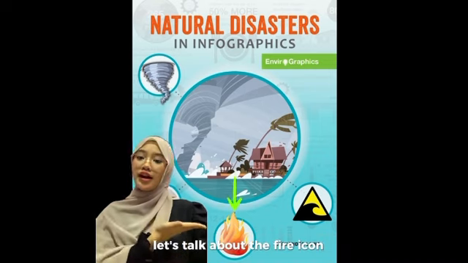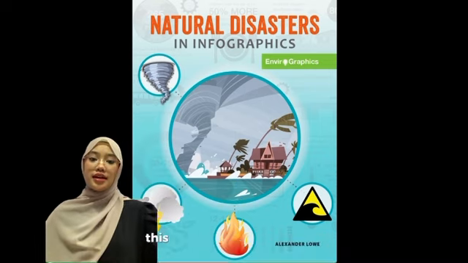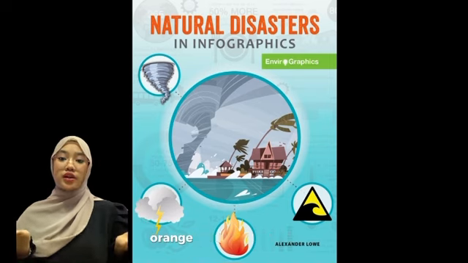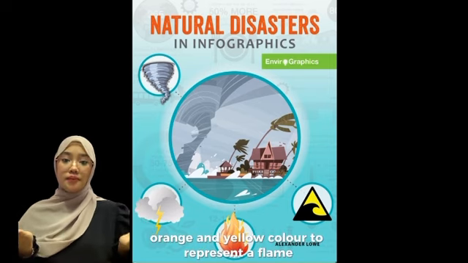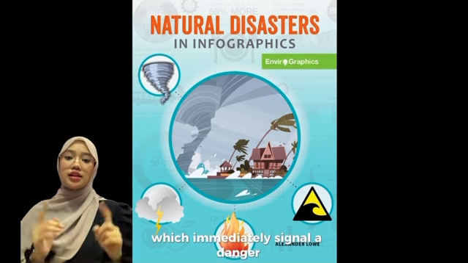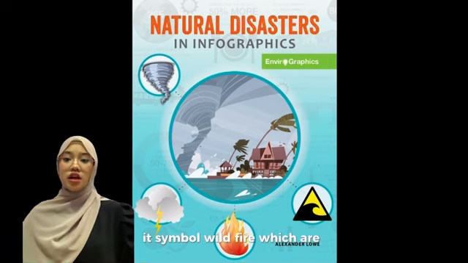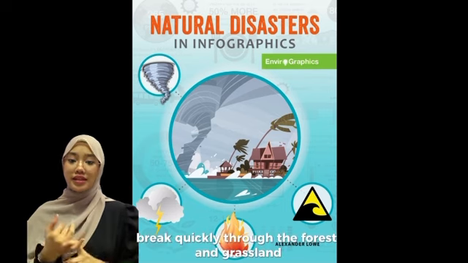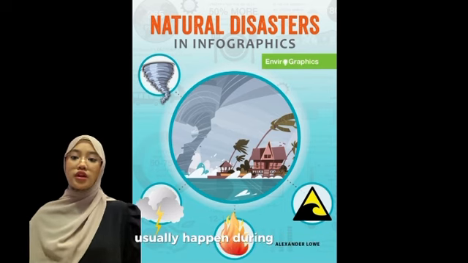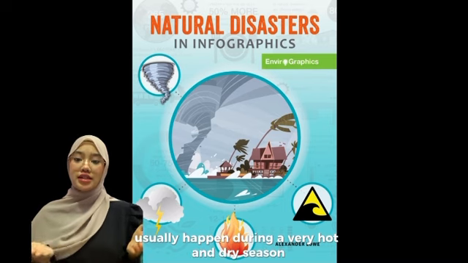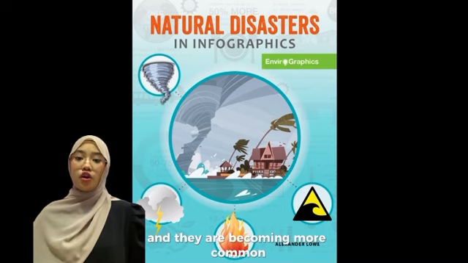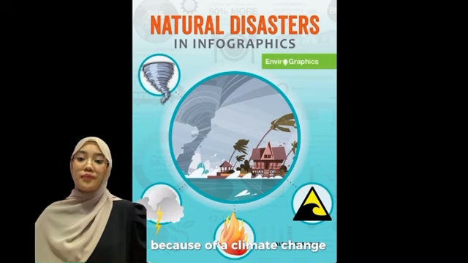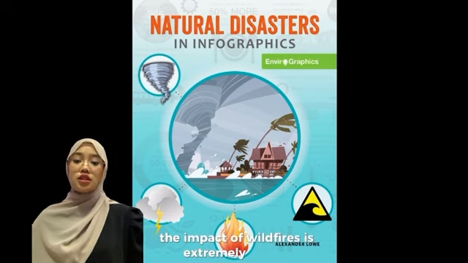Let's talk about the fire icon located at the bottom center. This icon is designed with bright orange and yellow color to represent a flame, which immediately signals danger. It symbolizes wildfire, which is a large uncontrolled fire that spreads quickly through forest and grassland. Wildfires usually happen during a very hot and dry season, and they are becoming more common because of climate change. The impact of wildfire is extremely serious.